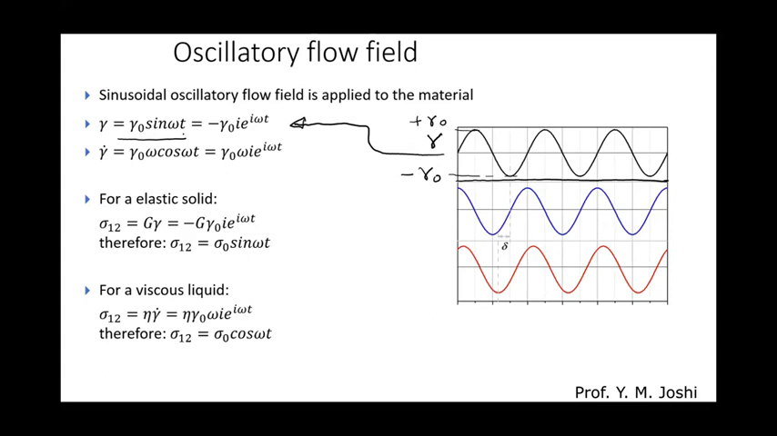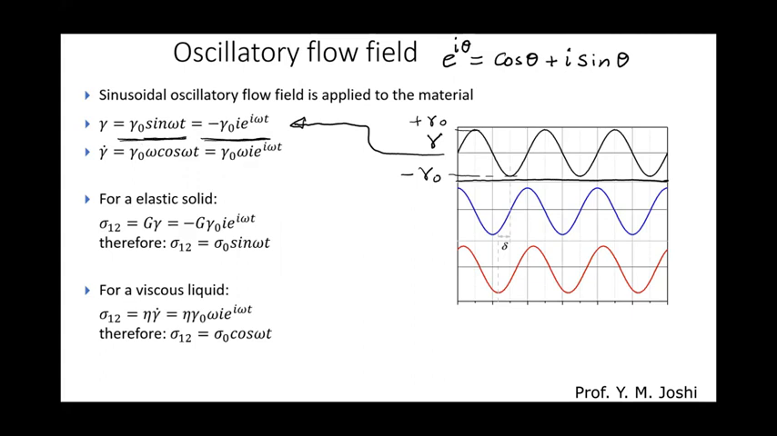All right. And I can also represent it in terms of a complex number, which is gamma is equal to minus gamma 0 e to the power i omega t. Now, please keep in mind that we already know that e to the power i theta is nothing but cos theta plus i sine theta. All right. So if you're talking about the real part of i e to the power i omega t, then you will see that we indeed get sine omega t, minus sine omega t.